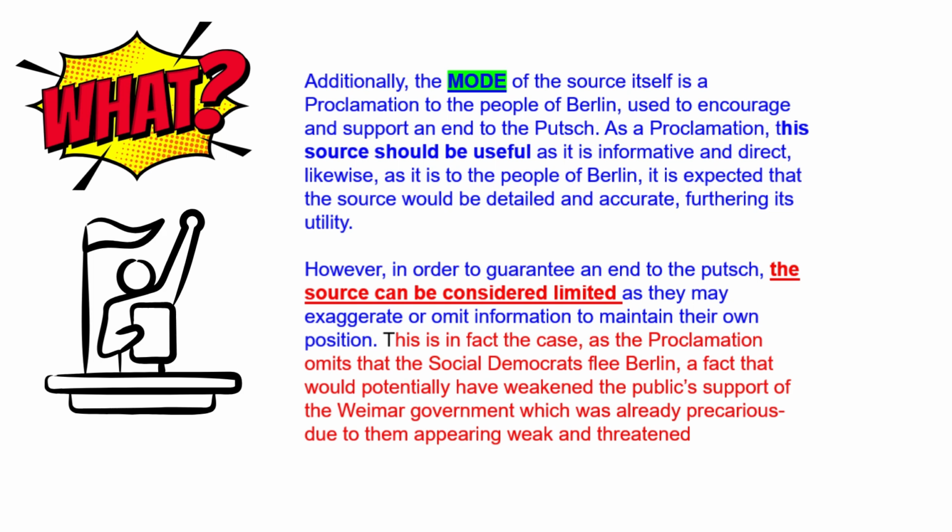However, in order to guarantee an end to the putsch, the source can be considered limited, as they may exaggerate or omit information to maintain their own position. This is the case as the proclamation omits that the Social Democrats actually fled Berlin, a fact that would potentially have weakened the public's support of the Weimar government, which is already precarious.